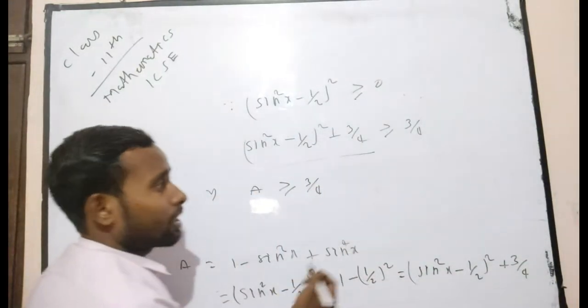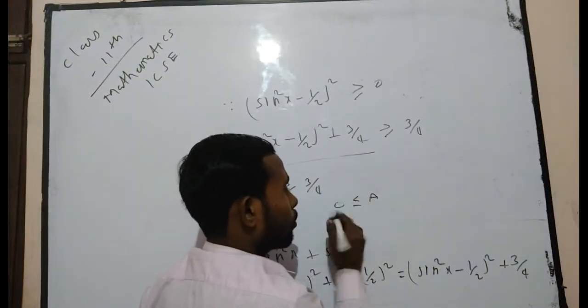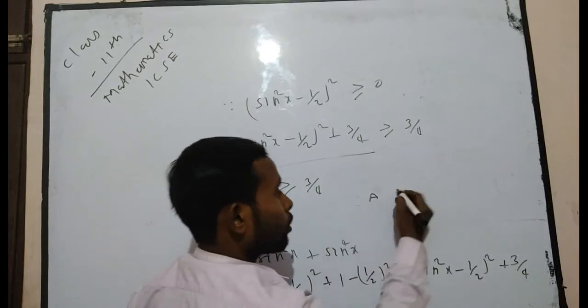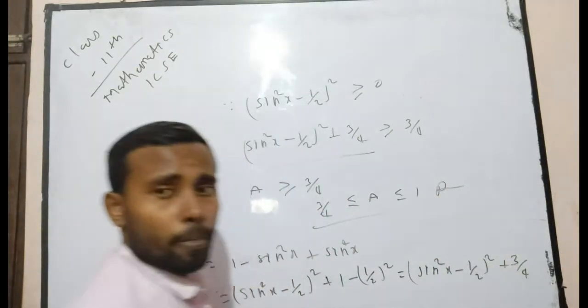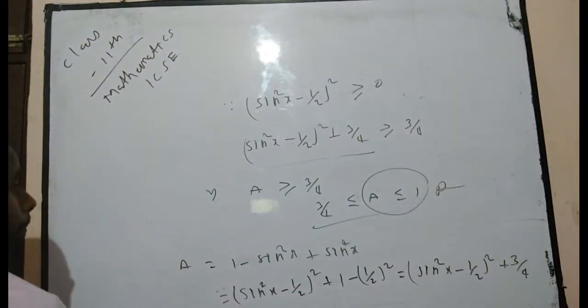As I have already got, a is less than or equal to 1, but greater than or equal to 3 by 4. So proved. I have already got it in the previous concept.